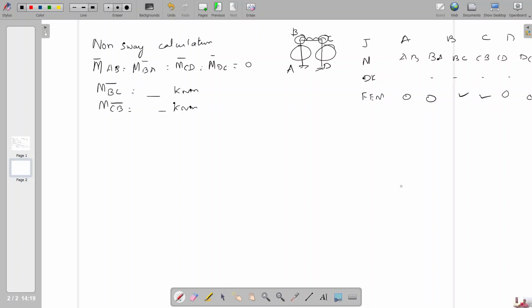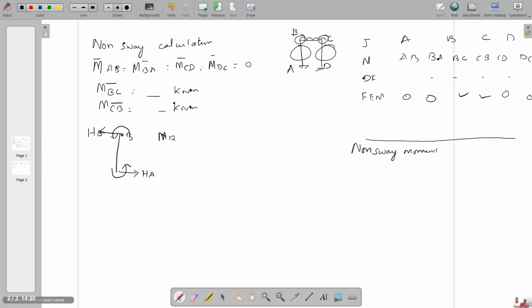And you extend the process to get the non-sway moment for the final moment. So this is called non-sway moment. From this non-sway moment, you calculate the horizontal reaction by using the moment value. If you have this moment direction and here also in this direction, you assume HA and HB, and you take moment about B equal to 0 to find HA.